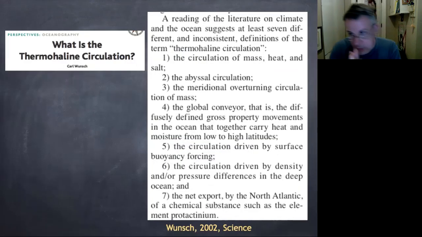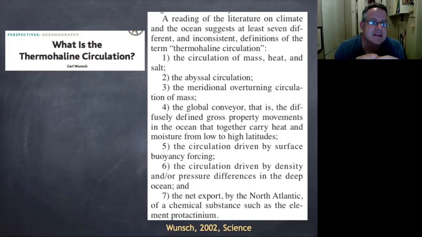Okay, thermohaline circulation. So why is it not called the thermohaline circulation anymore? It kind of went out of fashion, largely due to Carl Wunsch's efforts on this front. There are 7 different and inconsistent definitions of the thermohaline circulation. It's the circulation of mass, heat, and salt. Okay, that's sort of consistent with what we've been talking about. The abyssal circulation, just the bottom part of that overturning. The meridional overturning circulation of mass, or the global conveyor, which is partly meridional and partly gyres.